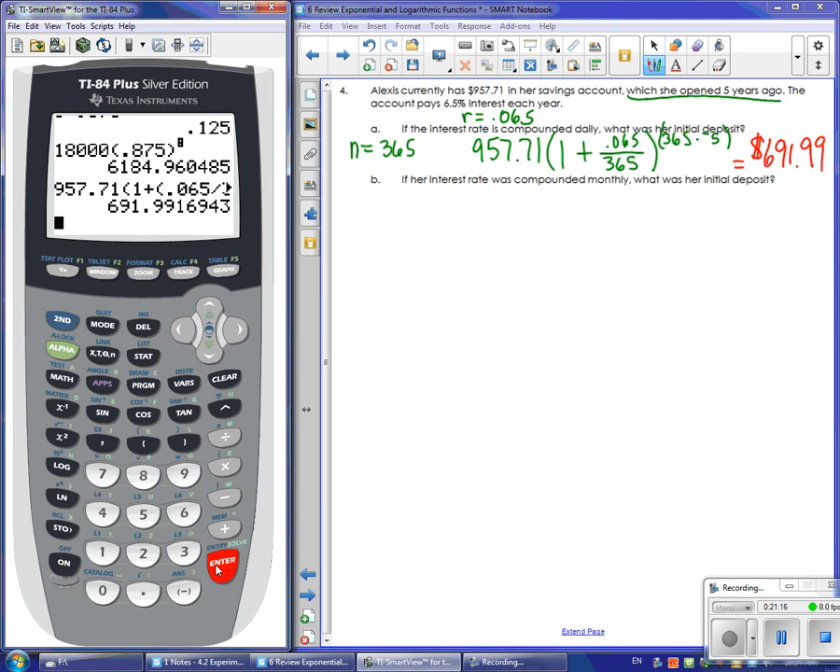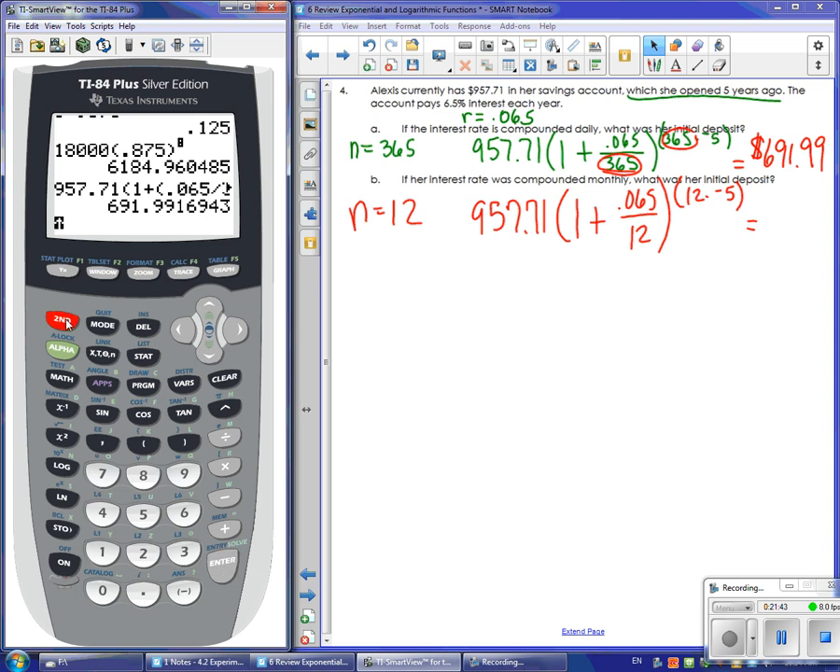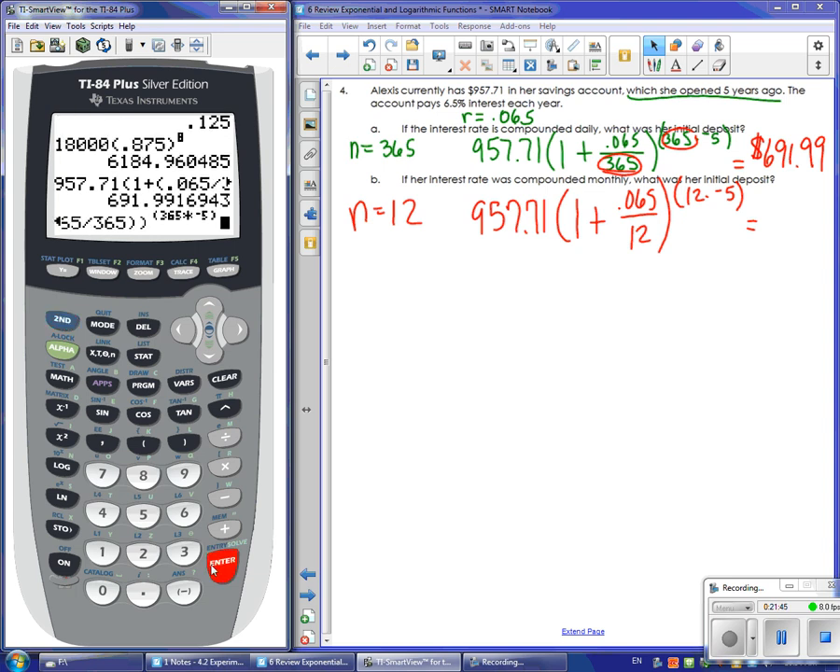In letter B, it says if her interest rate was compounded monthly, what was her initial deposit? So everything about this is going to stay the same, except instead of having 365, n is going to be 12. So I'll have 957.71 times 1 plus 0.065, but now we're dividing by 12, and this will be 12 times -5. Now, the easiest thing on your calculator is to recall your previous command instead of trying to type that all the way back in.